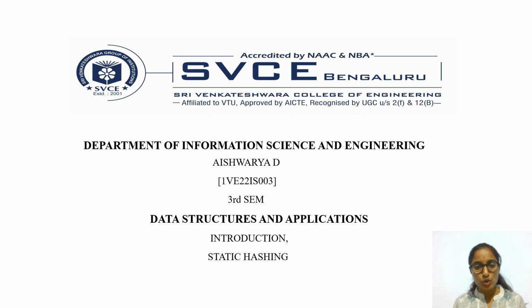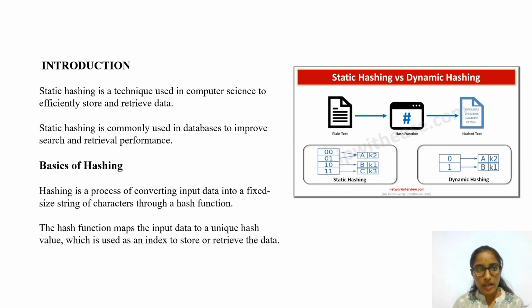Today in this video you will be knowing about data structures and applications of static hashing. Hashing is a fundamental data structure that efficiently stores and retrieves data in a way that allows for quick access. It involves mapping data to a specific index in a hash table using a hash function, enabling fast retrieval of information based on its keys. This method is commonly used in databases, caching systems, and various programming applications to optimize search and retrieval operations.